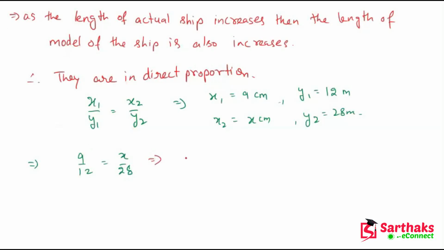Okay, so after solving this, x into 12 is equals to 9 into 28. So here we get x is equals to 9 into 28 divided by 12. We can cancel 9 by 3 in 3 times. We can cancel 12 by 3 in 4 times. And we can divide 28 by 4 in 7 times. So we get 3 into 7. So x is what? x is 21.